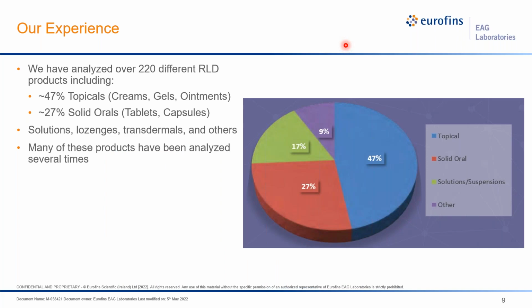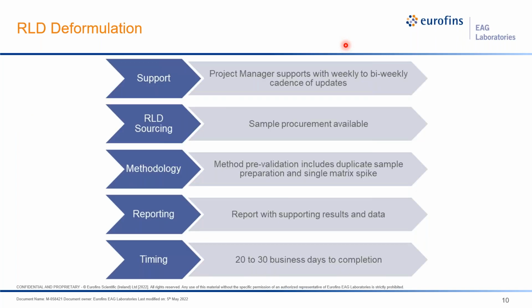So like I said, we've seen it all. We've actually analyzed over 220 unique RLD products. Now, that number is a little bit misleading. We've actually analyzed over 500 different RLDs. Now, when I say different, I mean a different project. We've seen several of these RLDs several times. So with that said, most of what we see are topicals and solid orals, and then solution type materials as well. So we've seen a lot of these materials. We do these deformulations all the time. We almost always have one in-house, if not more. So we're always working on them, always developing methods, always getting better.